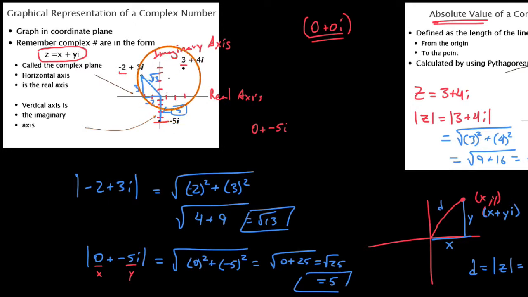So complex numbers, graphing them in the complex number plane, very straightforward, and then finding their absolute values, also very straightforward. Cheers.